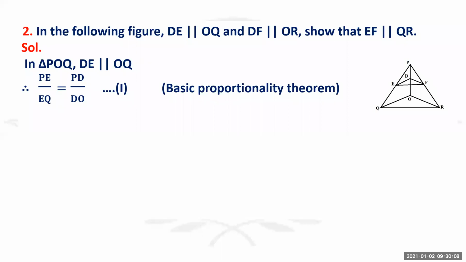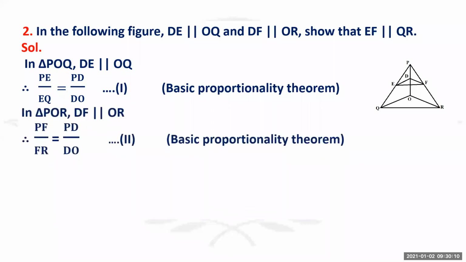Similarly, you have DF parallel to OR. So in triangle POR, DF is parallel to OR. So you'll get PF upon FR equals PD upon DO. This is your statement number 2. The reason remains the same, the basic proportionality theorem.